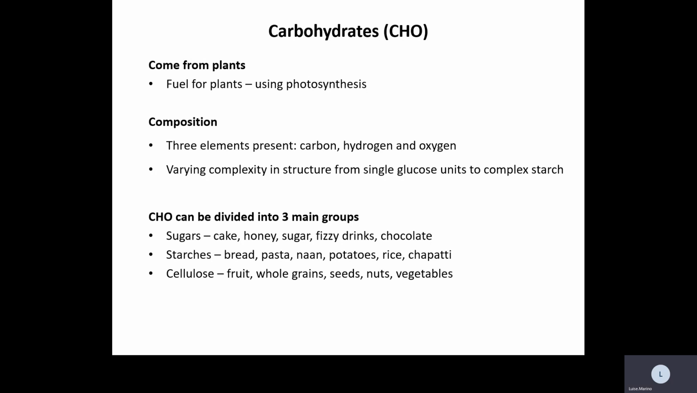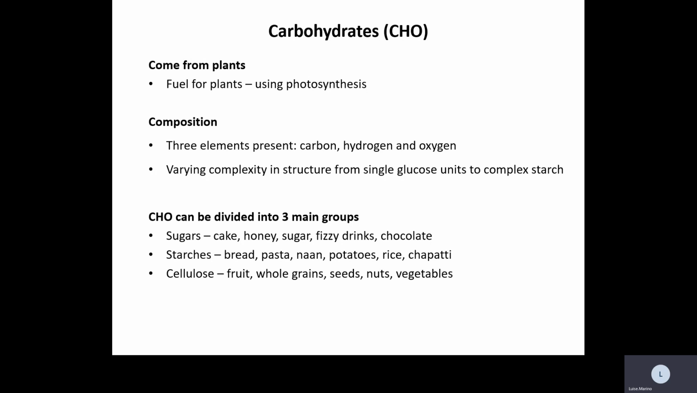So carbohydrates, commonly, obviously, they are from plants. So carbohydrates are the fuel for plants, and they're created using photosynthesis. And they have a composition of 3 elements. So they have carbon, hydrogen, and oxygen. And obviously carbohydrates have varying complexity and structure from both a single glucose unit to complex starch.